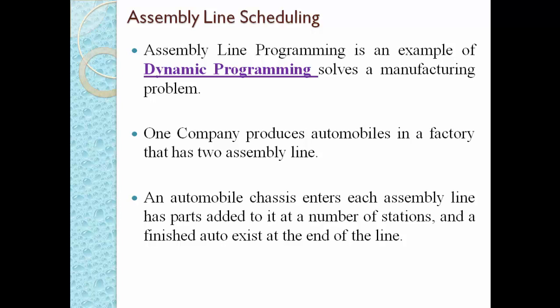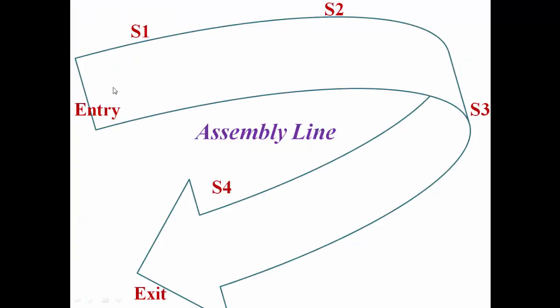So for example, one company has two different assembly lines. First of all, you must understand what an assembly line is. Suppose this is the assembly line. This assembly line has two gates, one is the entry gate and the second one is the exit gate. Inside this assembly line there will be a number of stations. For example, station number 1, station number 2, station number 3 and station number 4. All the stations are basically used to assemble some parts of our automobile. For example, this assembly line is for a car manufacturing company.